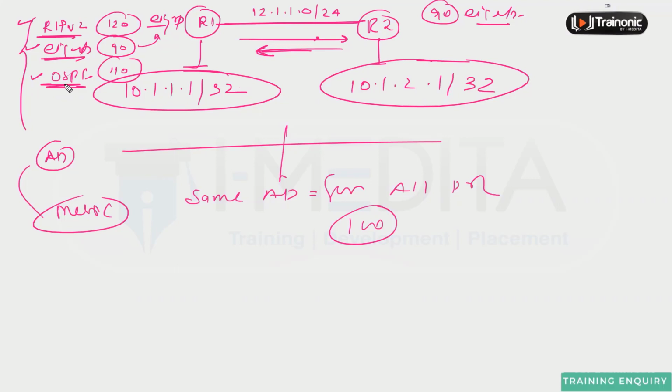Now, one more thing about the AD value. AD is actually not universal. AD is not universal on all vendors. AD is different on different vendors. Anyone who has worked on Juniper devices, or any other vendor, HP, Huawei, Nokia, Alcatel, Cisco. AD is not universal everywhere.